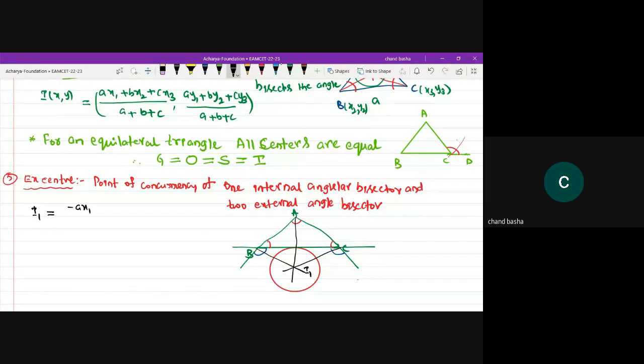So I1 is: (minus a x1 plus b x2 plus c x3) divided by (minus a plus b plus c) is the formula. Similarly, the y coordinate: (minus a y1 plus b y2 plus c y3) divided by (minus a plus b plus c). Right? Just we have discussed the centers today. The problems related to this concept we'll try to discuss in the next class.